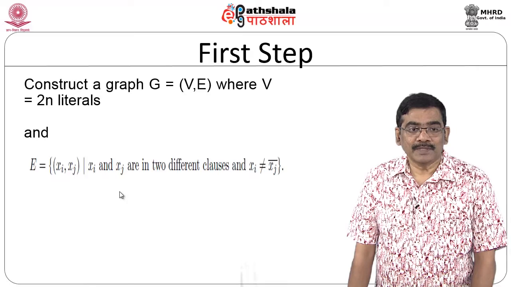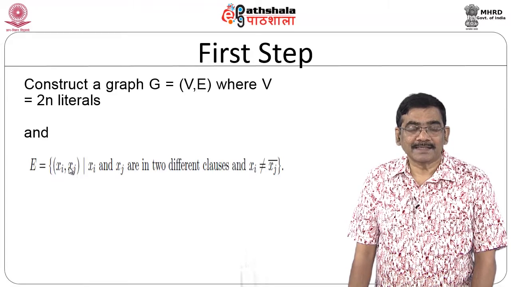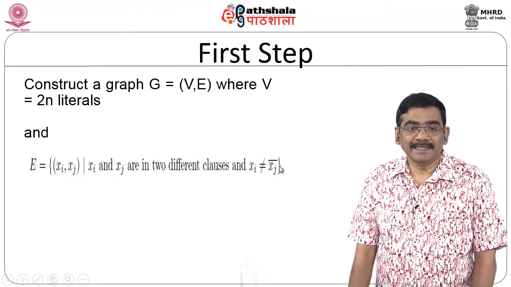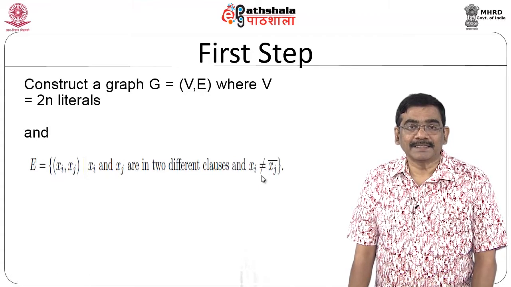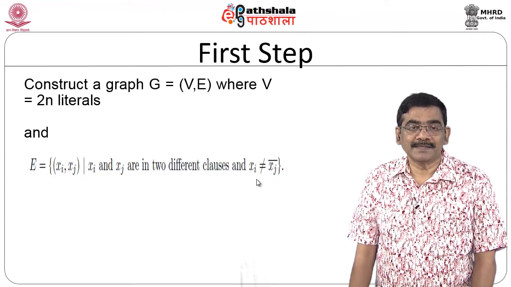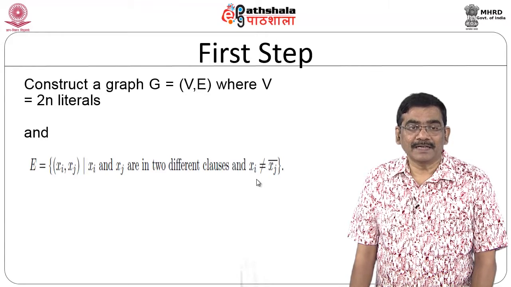So, what we are going to do is connect xi to xj such that xi and xj belong to two different classes. And also you can see a condition here that the corresponding thing should not be a negation. In other words, I should not connect x1 to x1 bar. If two vertices are connected by an edge, these two things should not contradict each other.